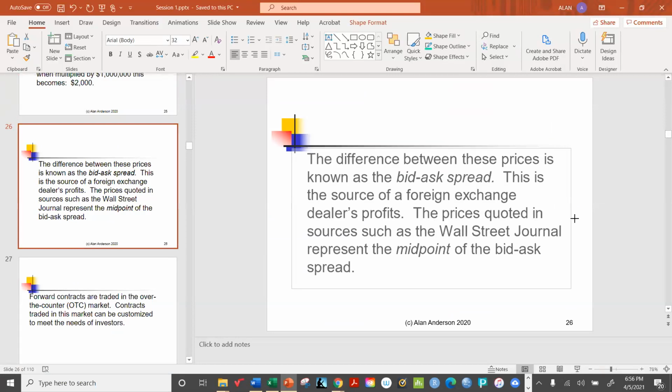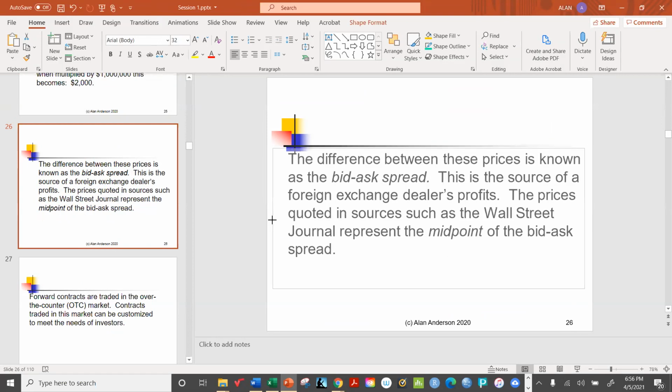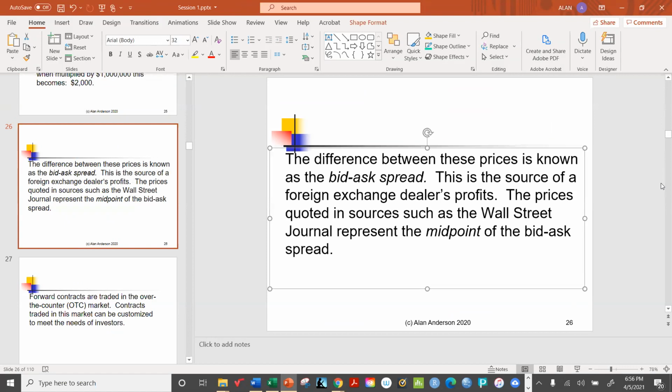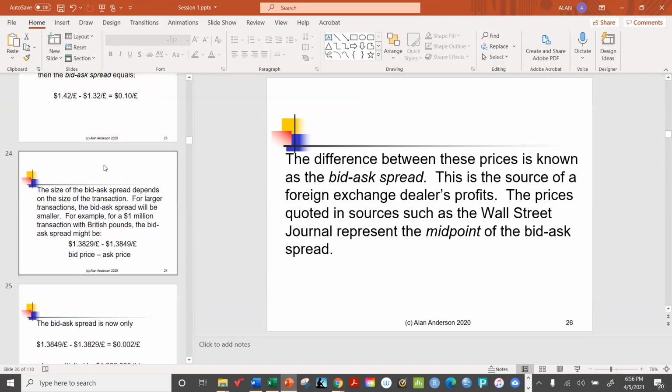Or the Wall Street Journal, wherever you're looking at your source, they typically will not give you the bid-ask spread. It doesn't make any sense because it depends on the transaction. So instead, they simply give you the midpoint, which is the one that is going to be common to all these different bid-ask spreads.